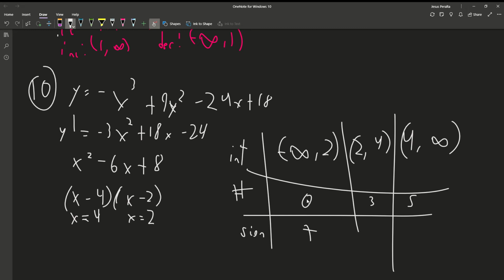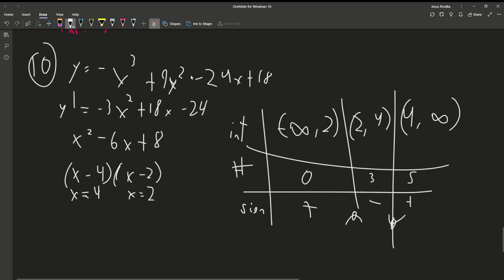And then from there, you would have a positive 8. Negative 9 plus 8 is a negative. You have a 5: 25 minus 30 is negative 5. Negative 5 plus 8 is a positive. So this is going to look something like this. So we have a min at x is equal to 4, and we have a max at x is equal to 2.